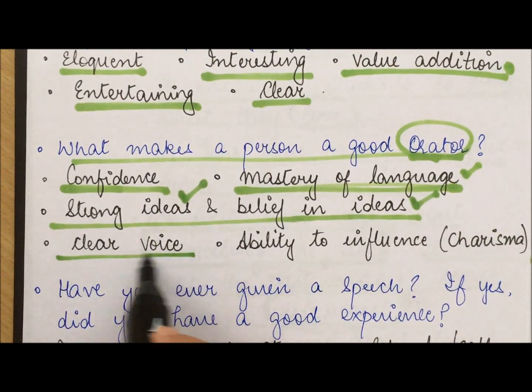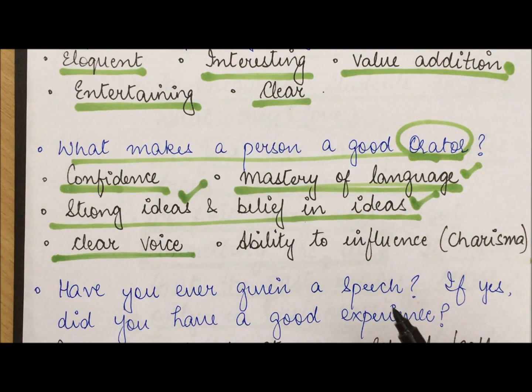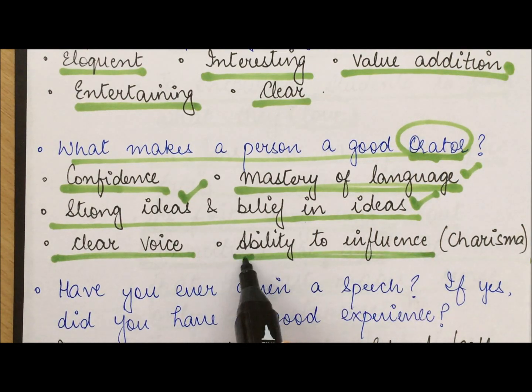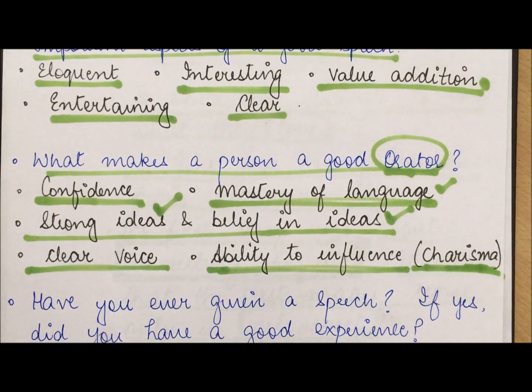Then, of course, he has to have a clear voice so that everybody can understand him, and the ability to influence other people, which is called charisma. So some people can easily influence other people. They have charisma. Okay.